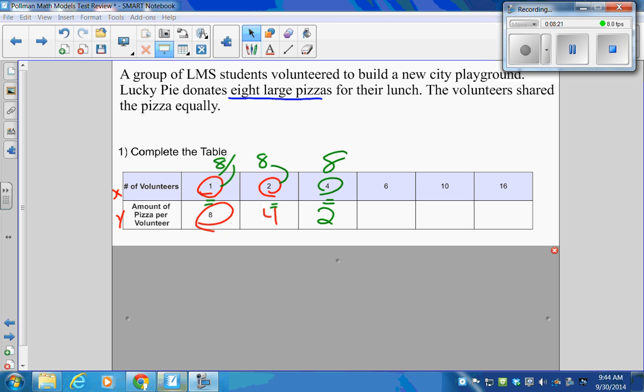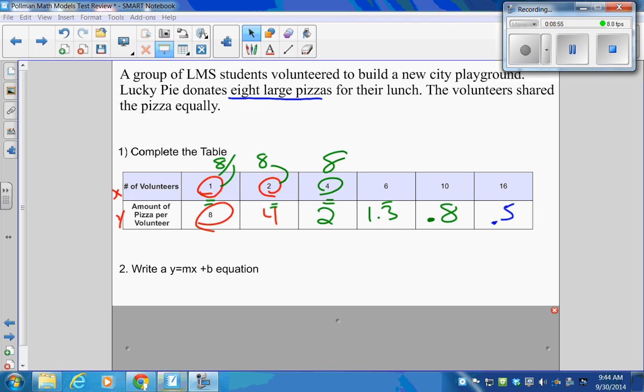So if I do 8 divided by 6, I get each person gets 1.3 pizzas. If I do 8 divided by 10, each person gets 0.8 pizzas. By the way, it is okay to use a calculator for this part on the test. And if I get 8 divided by 16, each person gets 0.5, or half of a pizza. Using that information, please write an equation. Pause it now.